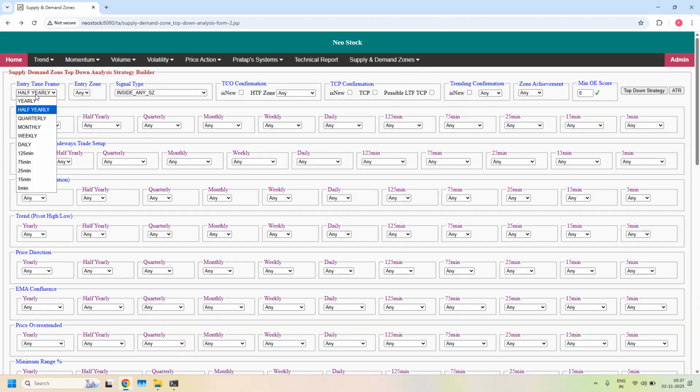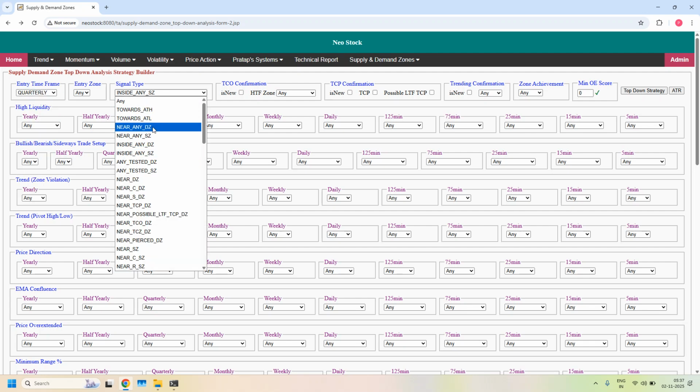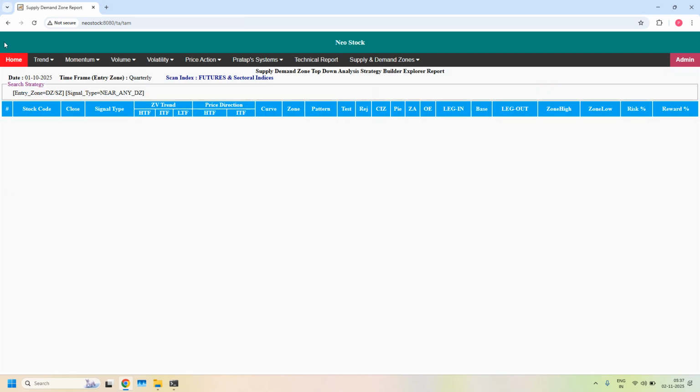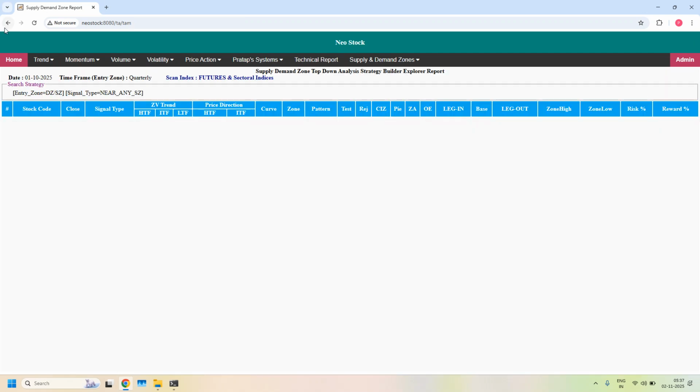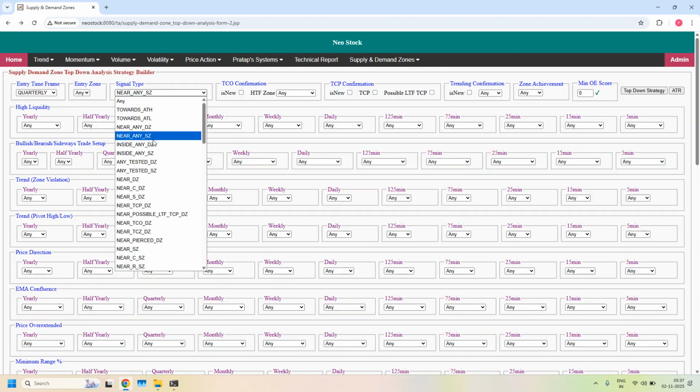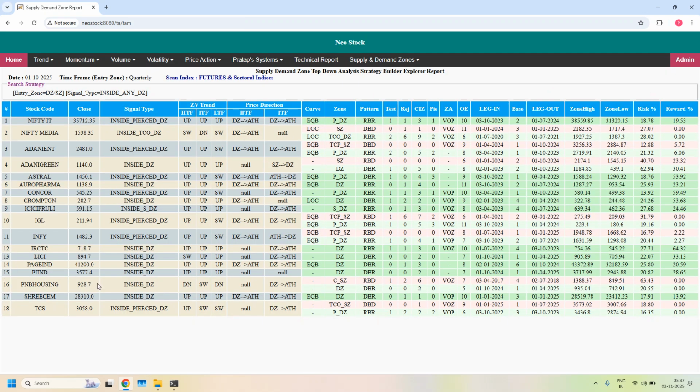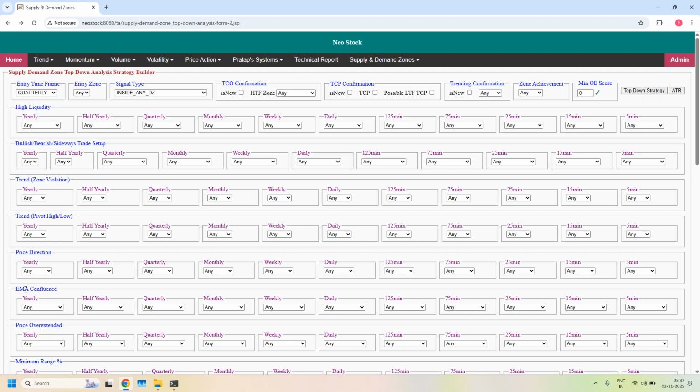Next time frame is quarterly, stocks near quarterly demand zone, no stocks. Stocks near quarterly supply zone, no stocks. Price closed inside the quarterly demand zone, we got 18 stocks. We can further filter this list based on quarterly demand zone having quarterly EMA confluence.